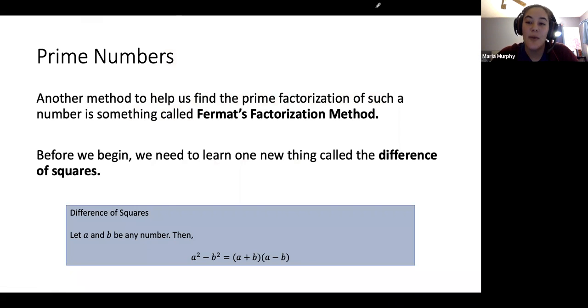So when we talk about more than just prime numbers, there's different vocab that goes along with that, right? So one method that we use is Fermat's factorization method, which we were already kind of using in the factor tree, right? Another thing that we could learn is about difference of squares. How many of you know difference of squares? How many of you don't?